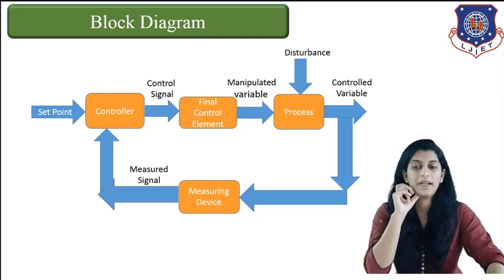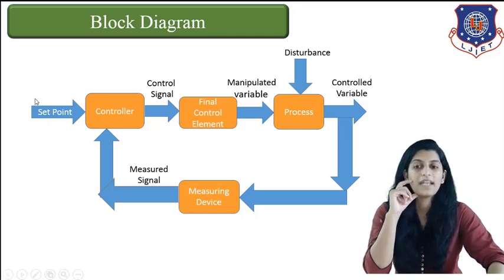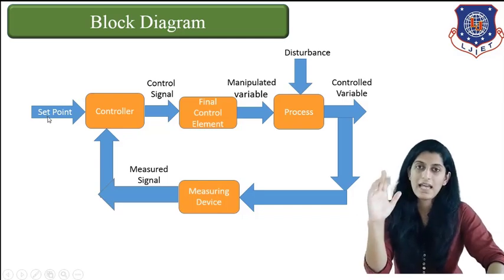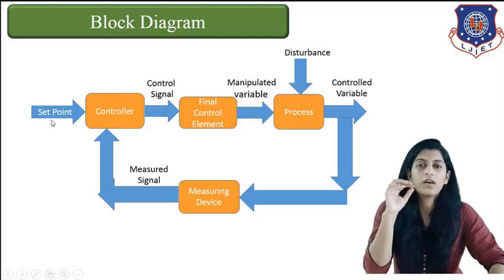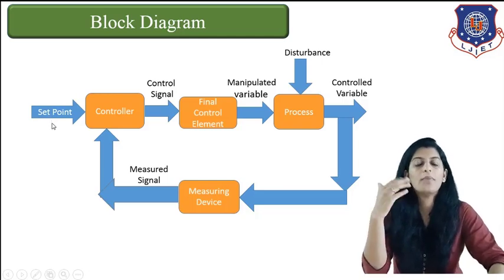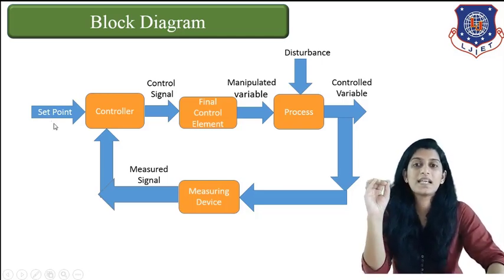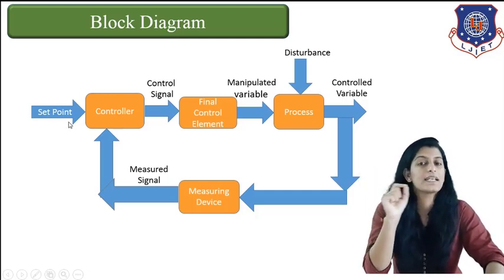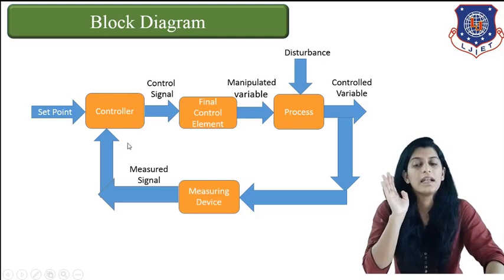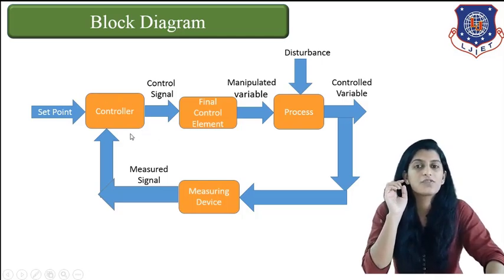So what happens is, set point is given by us and it is fixed, right? Suppose we want the outlet from a heater at 60 degrees centigrade. So set point is said to be 60 degrees centigrade, correct? Now, what is the duty of the controller?